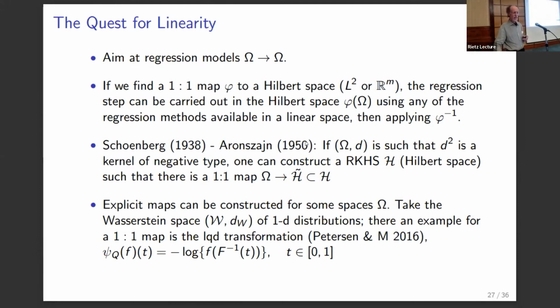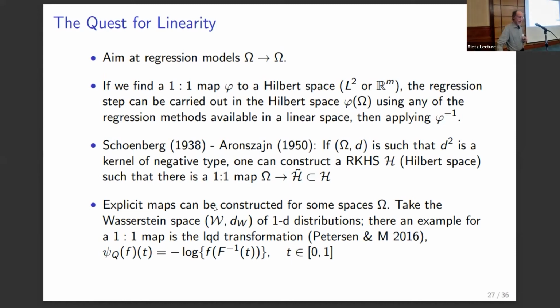Jointly with Aronszajn 1950, because what they show is that if you have a space such that D square is a kernel of negative type, which almost all metrics are that we consider, you can construct a reproducing kernel Hilbert space such that there is a one-to-one map from your metric object space to a subspace of the Hilbert space. That's a bit of a problem because subspace is not good enough. If we do a regression, we normally cannot be constrained in a subspace. The regression can go anywhere. So the reverse map is a problem here because we only map in subspace.